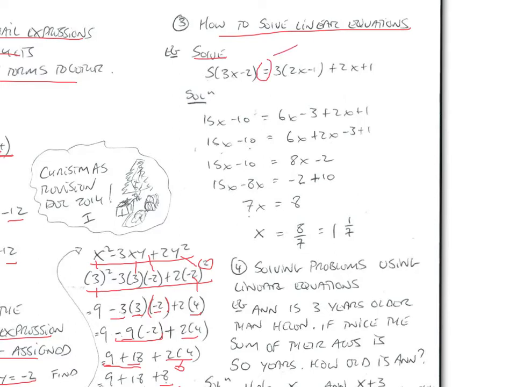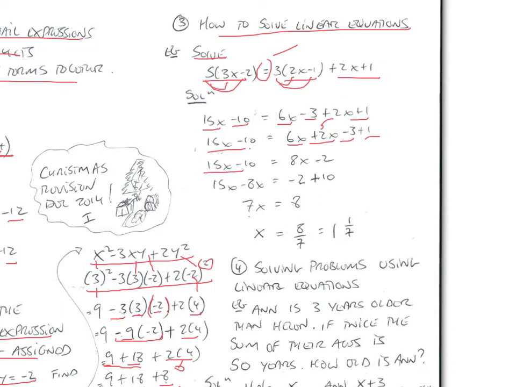Okay, so we're asked to solve 5 times 3x minus 2 is equal to 3 times 2x minus 1 plus 2x plus 1. Okay, so 5 by 3x is 15x, 5 by minus 2 is minus 10, 3 by 2x is 6x, 3 by minus 1 is minus 3, plus 2x plus 1. So we have 15x minus 10 is equal to 6x, bring over your 2x so it's beside the 6x, gather your terms, plus 2x minus 3 plus 1.